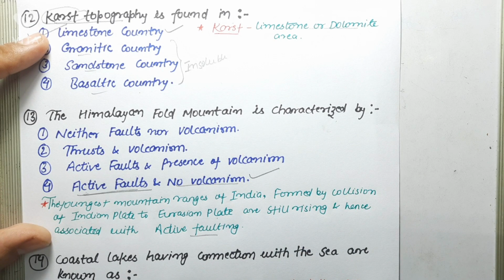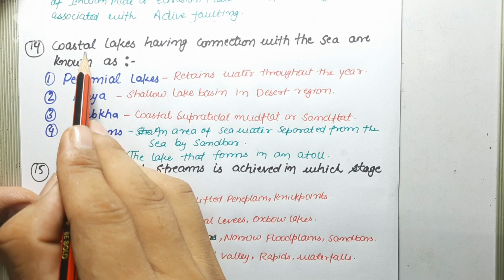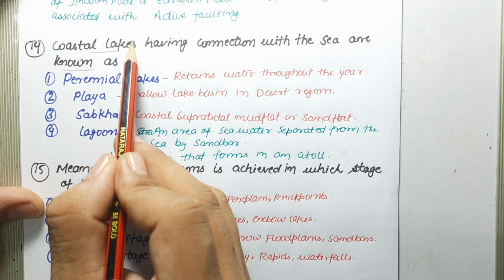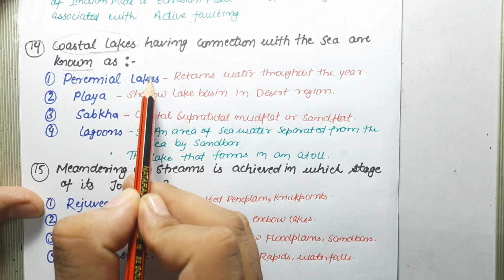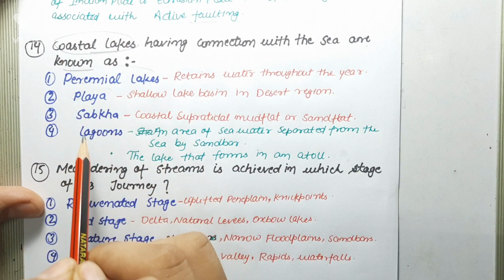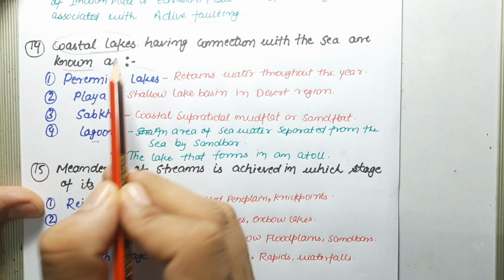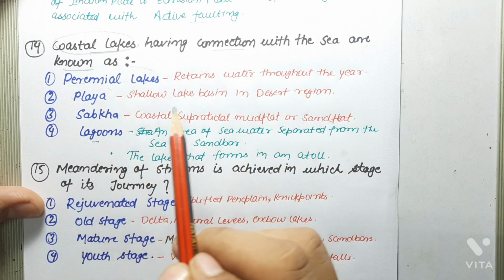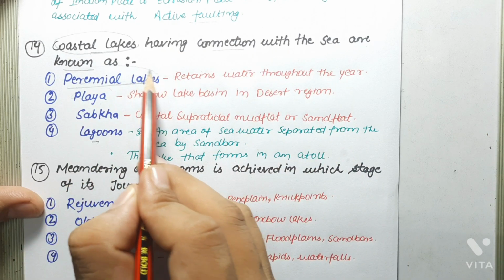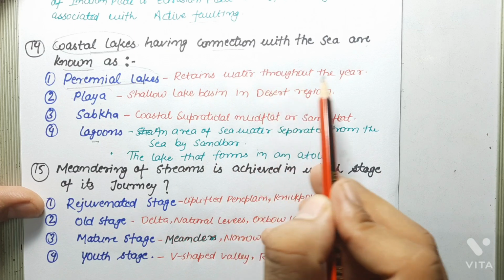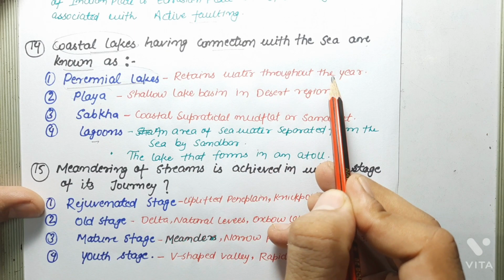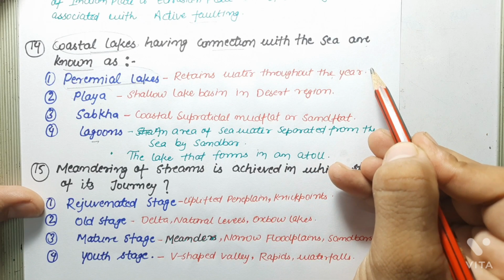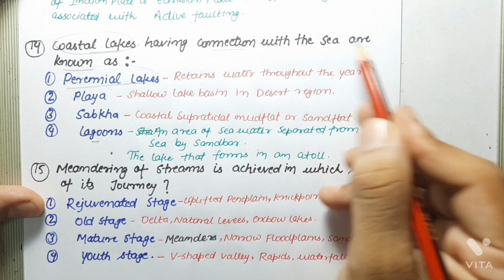Next question says, coastal lakes having connection with the sea are known as. Okay, so we have to tell about coastal lakes. Among these perennial lakes, playas, sabkha, and lagoons, which one is coastal lake? And along with coastal lake, these should have connection with the sea. Okay, so first one is perennial lake. Perennial lake is a lake that retains water throughout the year. Okay, so this is not providing the accurate conditions that the question is asking about.